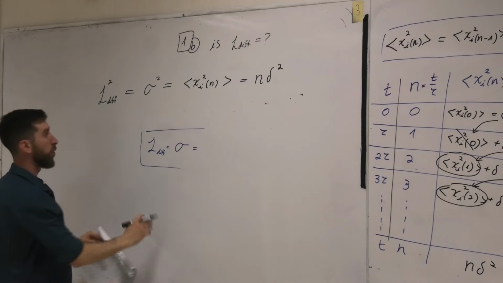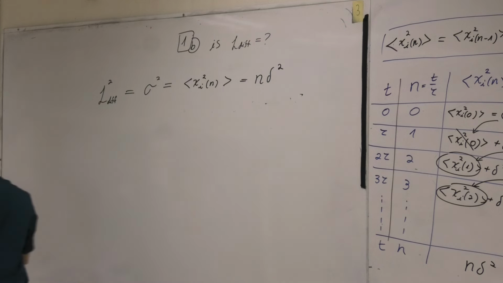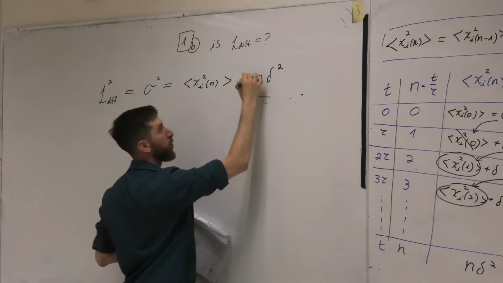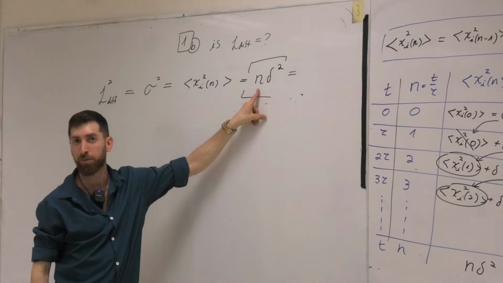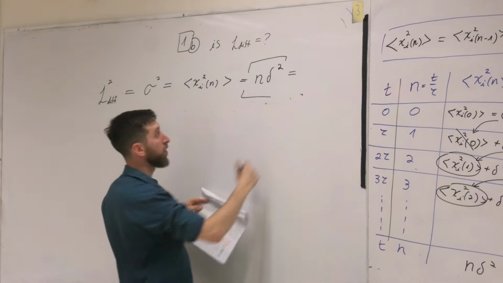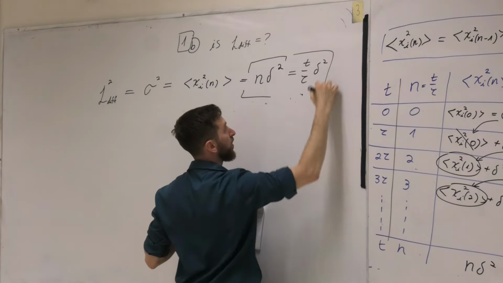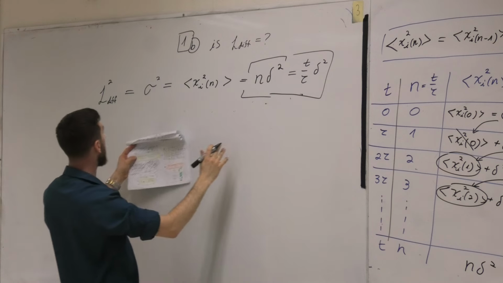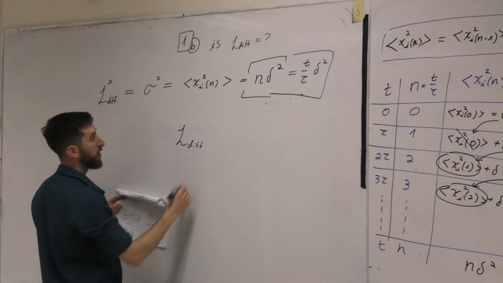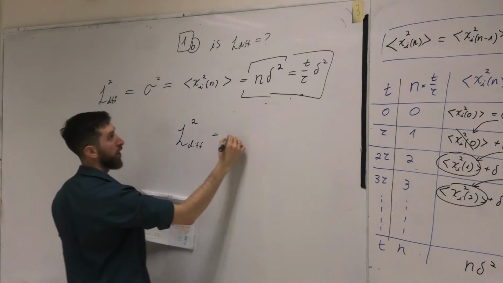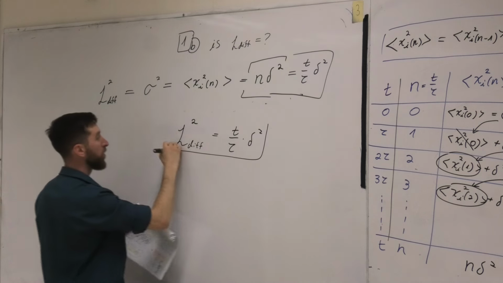So we can also write it in an even simpler way. If I want to present it as a function of time, what do I need to do instead of n? Yeah, so the non-dimensional, it's just divided by tau, delta square. Perfect. So in general, I see this relationship: L-diff squared is equal to t over tau, non-dimensional, multiplied by delta square.